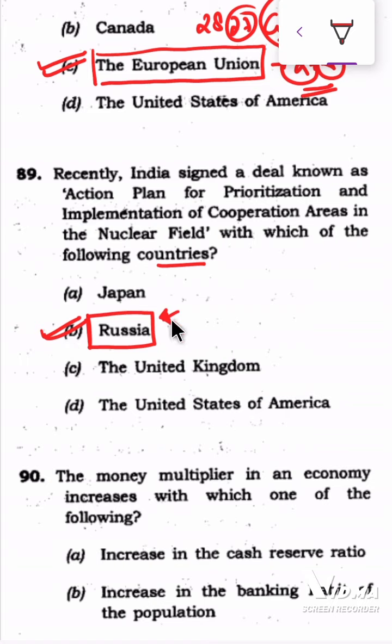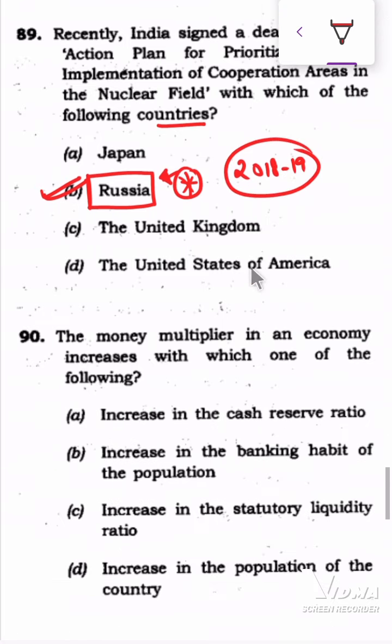So it was then in the news in the year 2018-19. So it was picked from that topic.